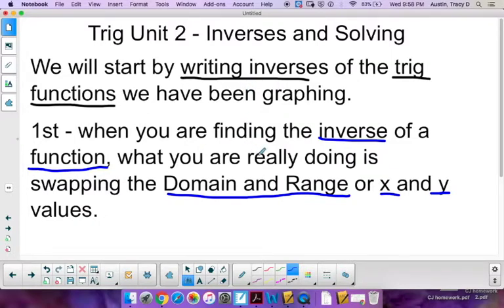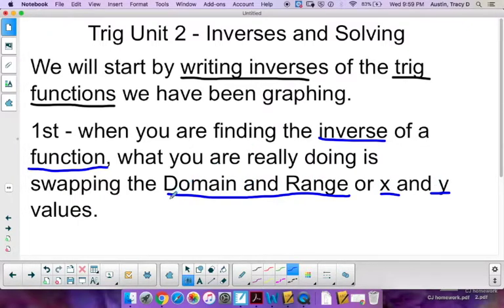Finding an inverse, and this is true even for matrices and vectors and all that stuff. If we're inverting a matrix or a vector, for the vector we're swapping the i and the j, which we did several times when we were doing transformations.